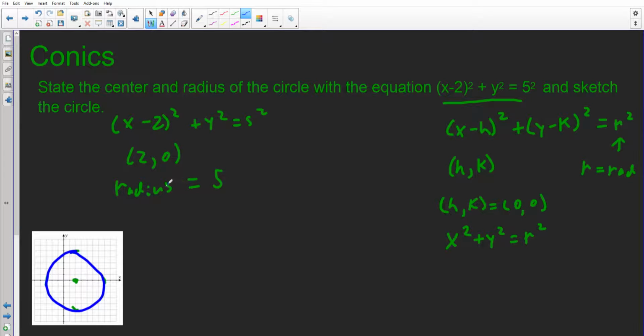So we found the center, which is just (h, k), (2, 0), and we found the radius, which is 5. And then all we have to do is sketch it, and we're all done.